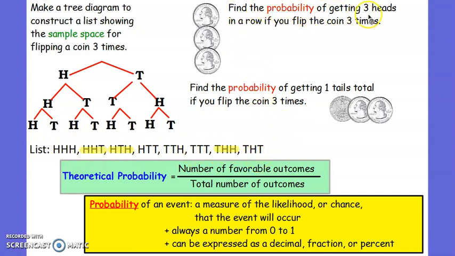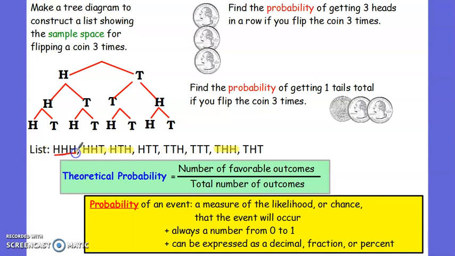So again, find the probability of getting 3 heads in a row if you flip the coin 3 times. Well, that only came up 1 time. Only one of these routes or one of these paths, one of these scenarios is all 3 H's. So basically the probability of that now says, well, how many ways can that happen?